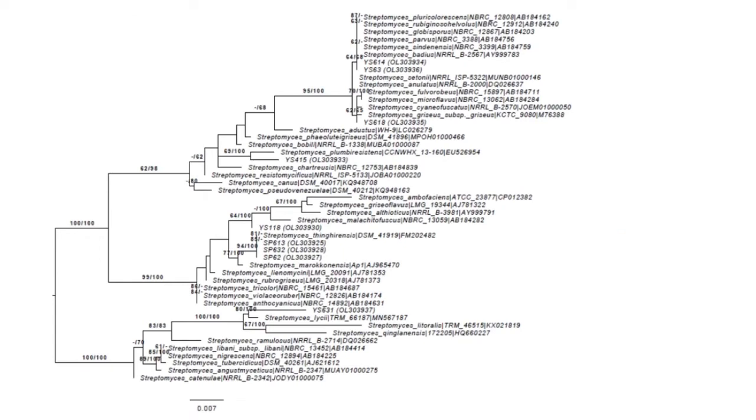The phylogenetic relationships of the isolates with the genera Streptomyces and Rhodococcus were analyzed by maximum likelihood and maximum parsimony algorithms, figure 2 and figure 3.